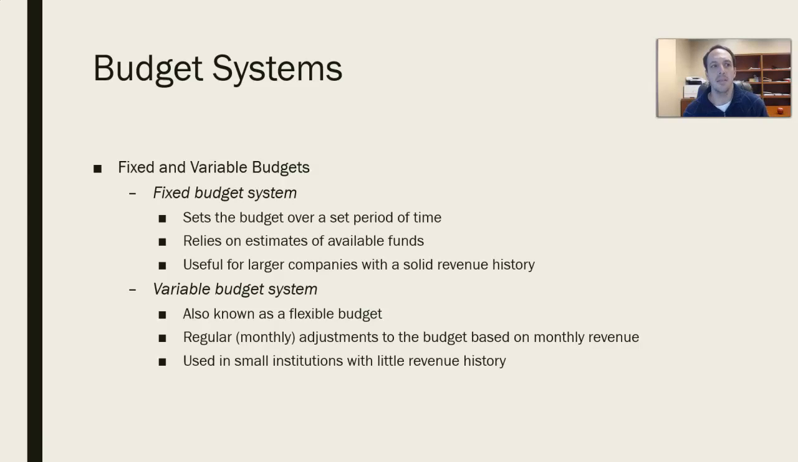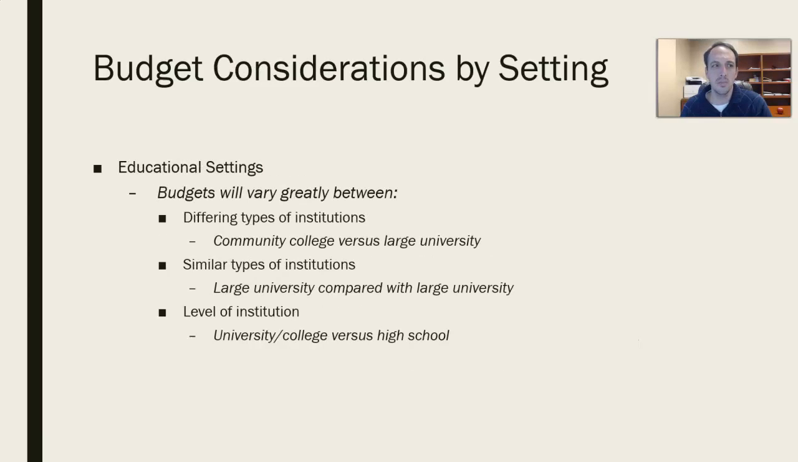You can also have fixed and variable budget systems. A fixed budget system basically sets the amount of funds that you have for that budgeting cycle ahead of time, and it's completely reliant on estimates of funds, whereas variable budget cycles or flexible budget cycles will change the amount of money based on the amount of revenue that is coming in. So usually you will have fixed budget systems in larger organizations and more variable budget systems in smaller situations.